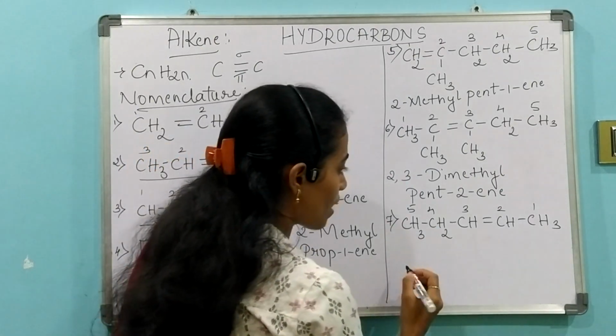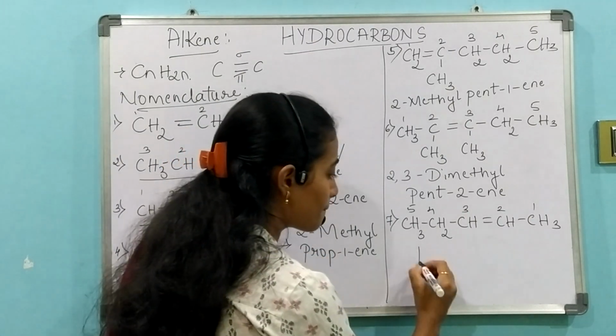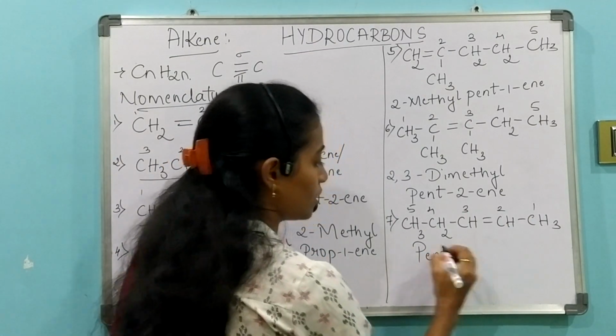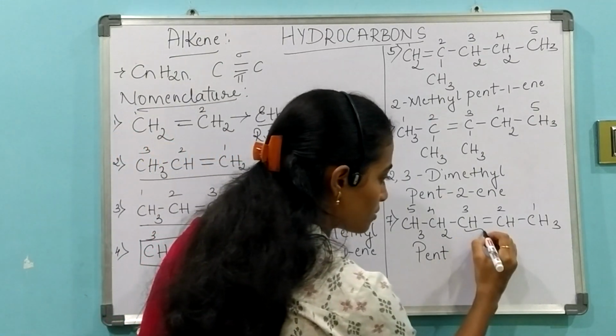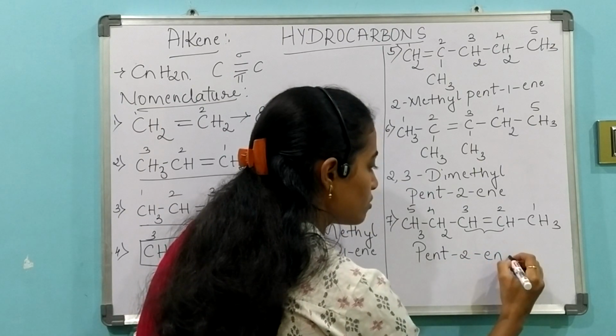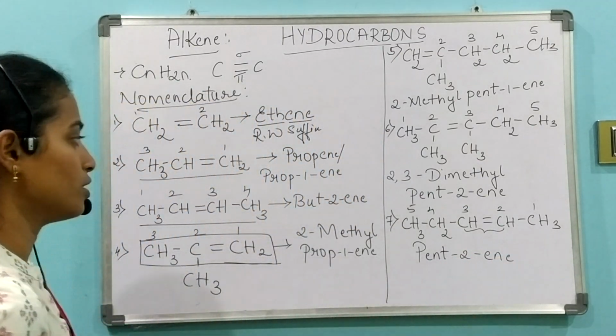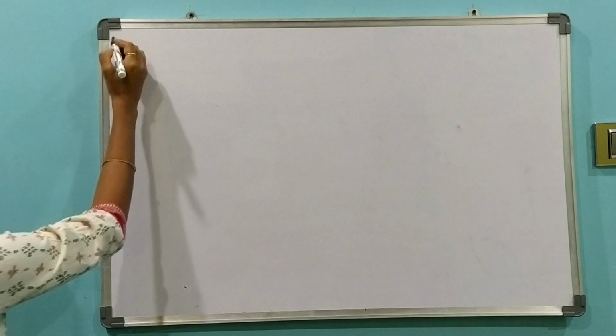Now, how many carbons you have in the parent chain? 5 carbons. So what root word you are going to use? Pent. You will be using pent as a root word. And where do you have the double bond here? Between carbon number 2 and carbon number 3. You are going to use the smaller number. Pent 2-ene. So the IUPAC name is pent 2-ene. Go for the next example, 8th one.